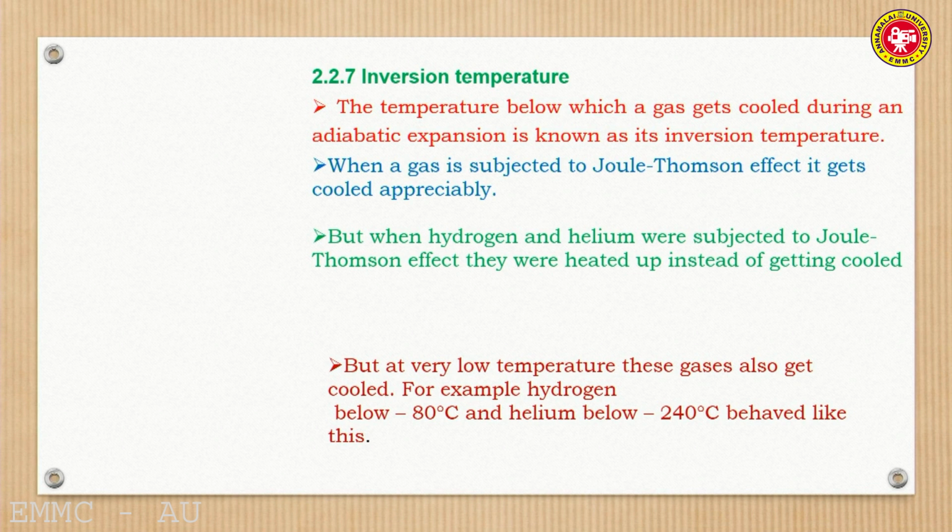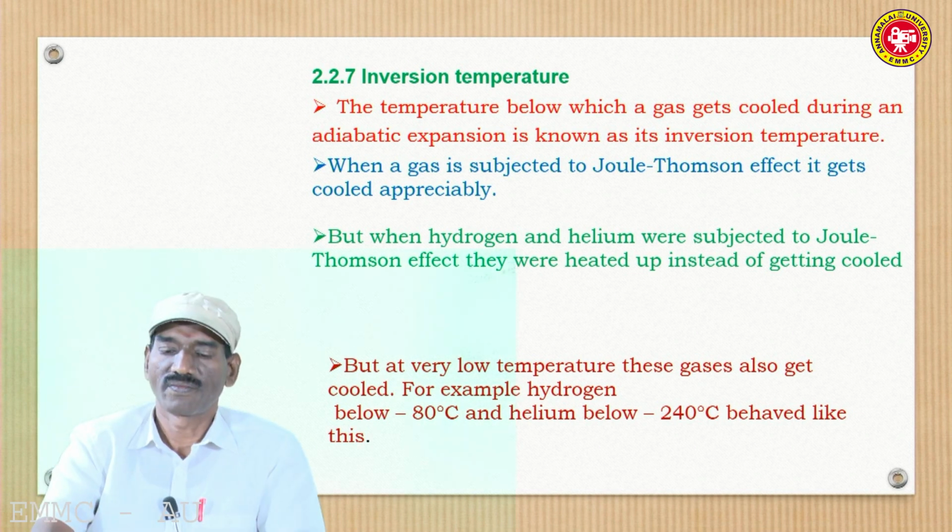Inversion temperature. The temperature below which a gas gets cooled during an adiabatic expansion is known as its inversion temperature. When a gas is subjected to the Joule-Thomson effect, it gets cooled appreciably. But when hydrogen and helium were subjected to the Joule-Thomson effect, they were heated up instead of getting cooled. But at very low temperatures, these gases also get cooled. For example, hydrogen below −80 degrees centigrade and helium below −240 degrees centigrade behaved like this.